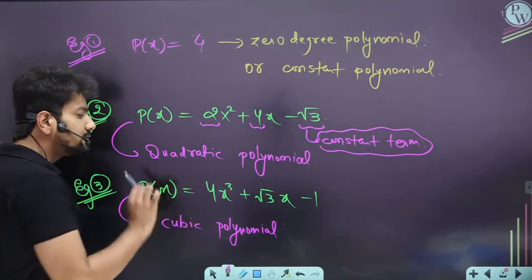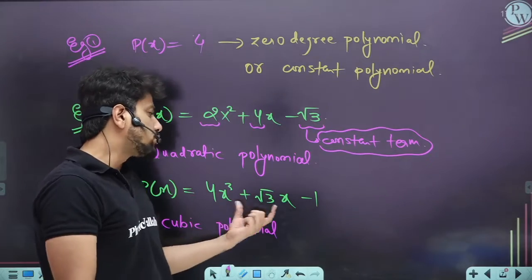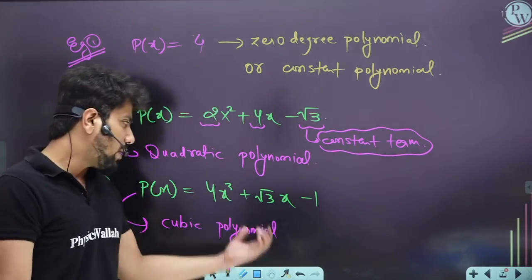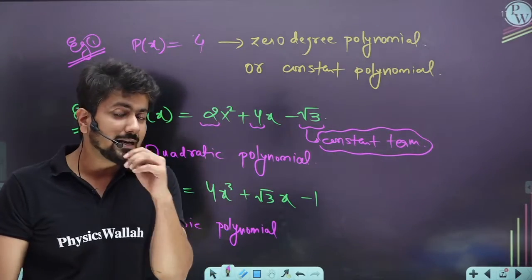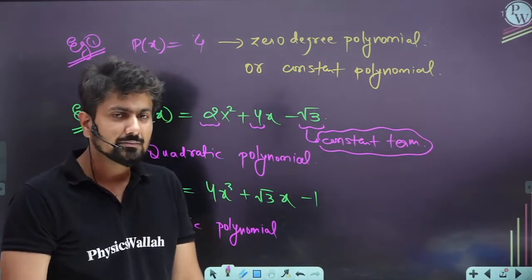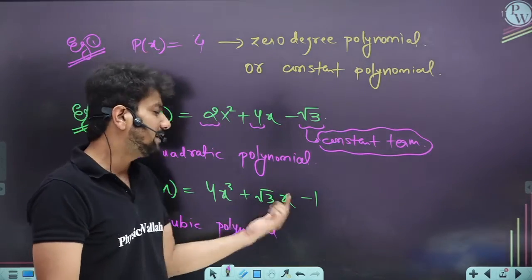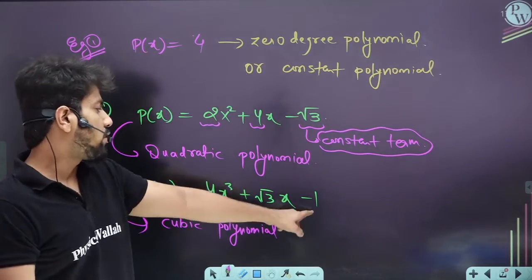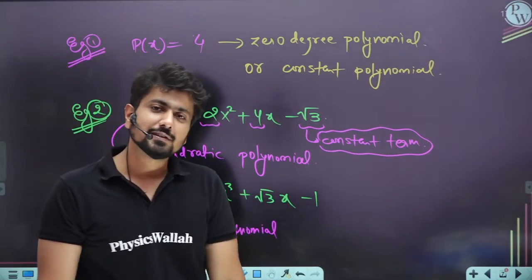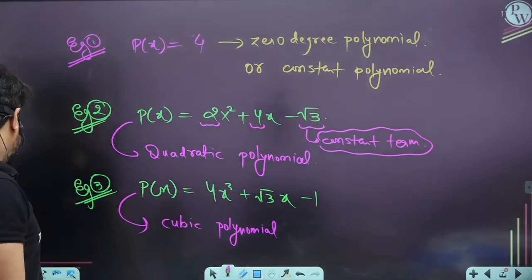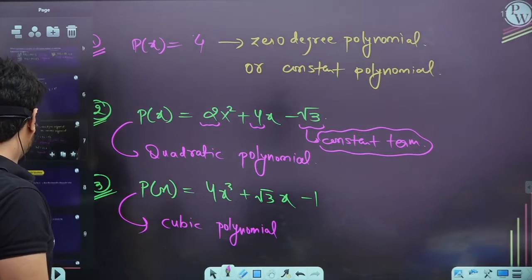Coefficient of x cube is 4. If I ask you what's the coefficient of x square in this equation, the coefficient of x square will be 0, because the term of x square does not exist, right? What's the coefficient of x? That is root 3. What's the constant term? The constant term is minus 1. So I want you to get familiar with these terms, the coefficients, the constant term and all.